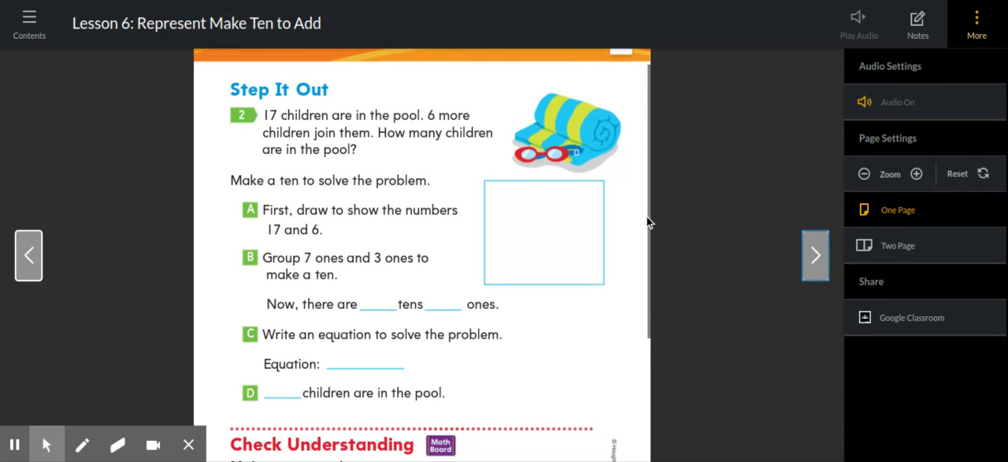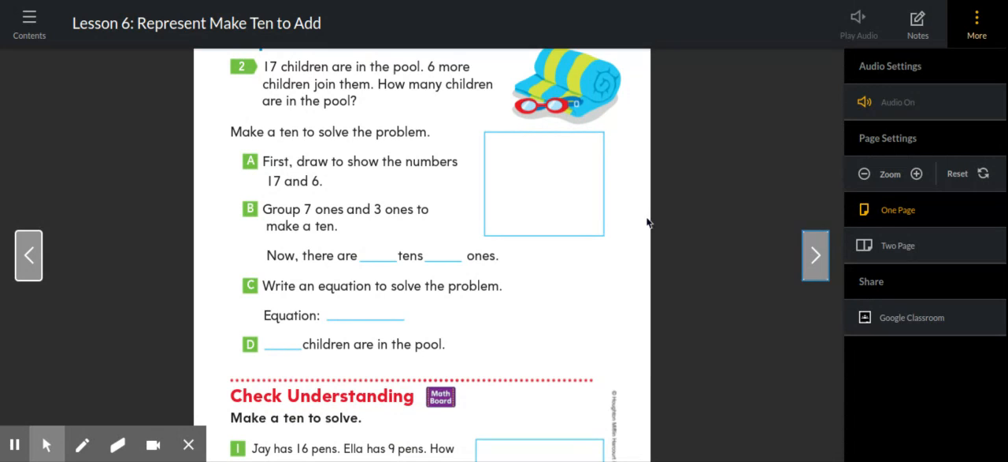Step it out. 17 children are in the pool. 6 more children join them. How many children are in the pool? So let me read that one more time. You're visualizing a pool. 17 children are in the pool. 6 more children dive in. Okay? How many children are in the pool? So let's follow directions and step it out one part at a time again.